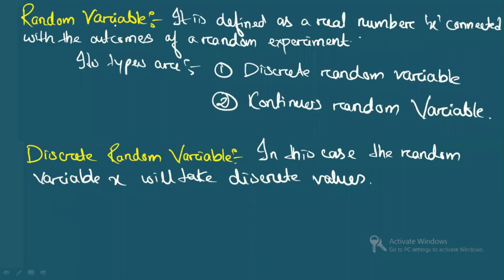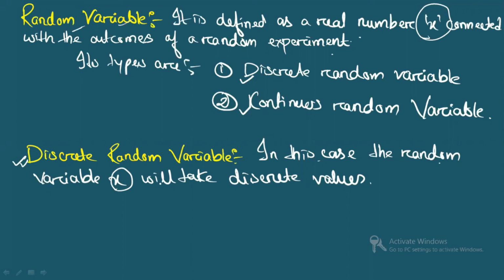Clear? So now let's say random variable. So what is random variable? It is defined as a real number x connected with the outcomes of a random experiment. So whenever you are connecting a variable x, which is real, to the outcomes of a random experiment, that particular variable is random. Random variable is of two types, discrete and continuous. Okay. So first we will see what is discrete random variable. If the random variable x will have discrete values, then it is discrete random variable. And if the value of x is continuous, then it is continuous random variable.